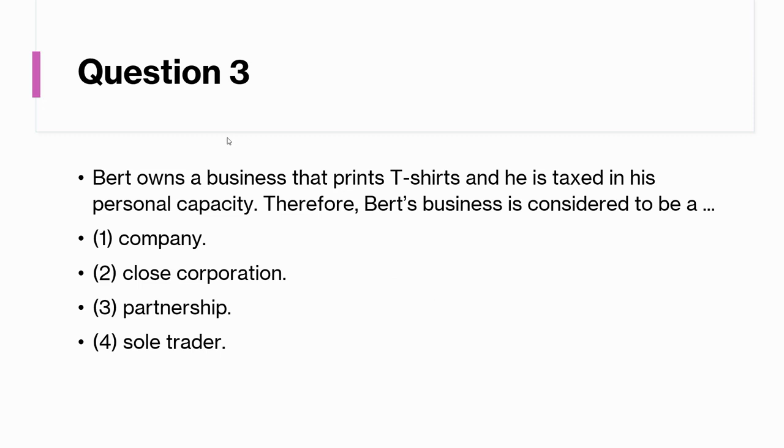Question 3. Bet owns a business that prints t-shirts and he is taxed in his personal capacity. Therefore, Bet's business is considered to be. If someone is taxed in their personal capacity, it means that person is a sole trader. For instance, if you are a doctor and you decide to run your business without registering it, you are a sole trader, you are running your business on your own. You can have employees, but you are the sole owner. So you will be taxed in your personal capacity.